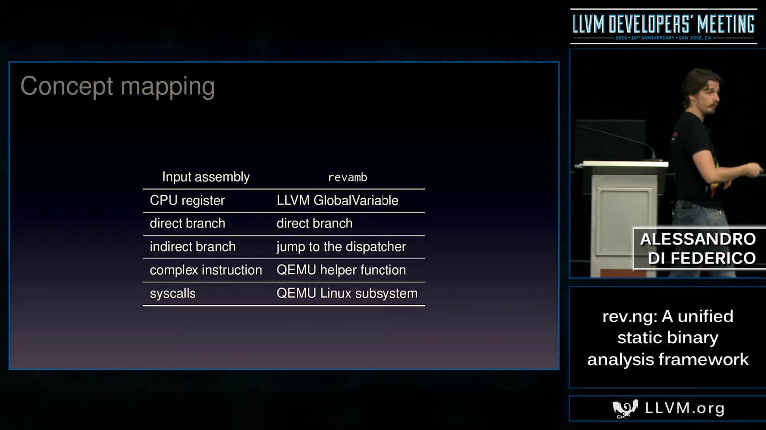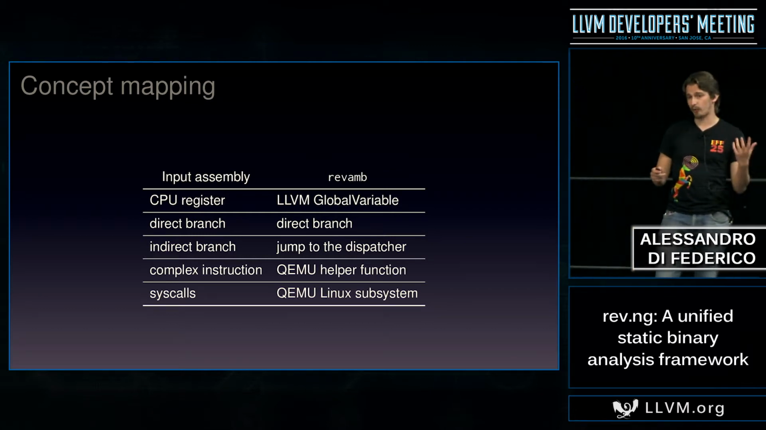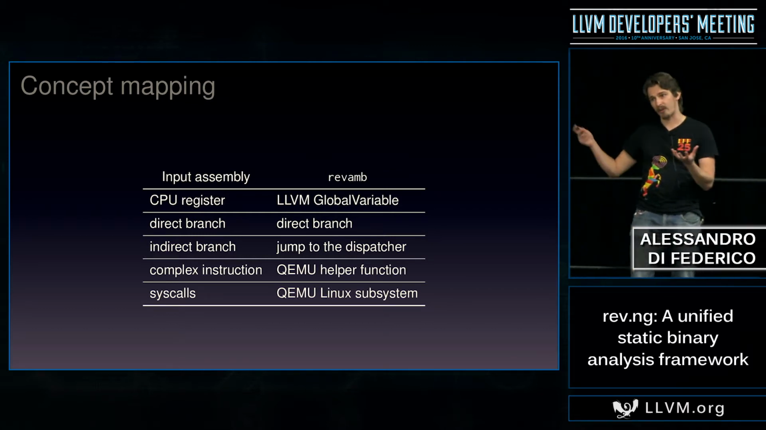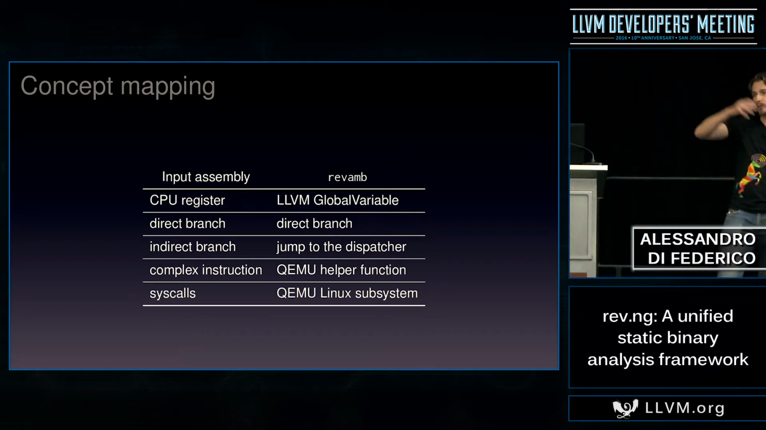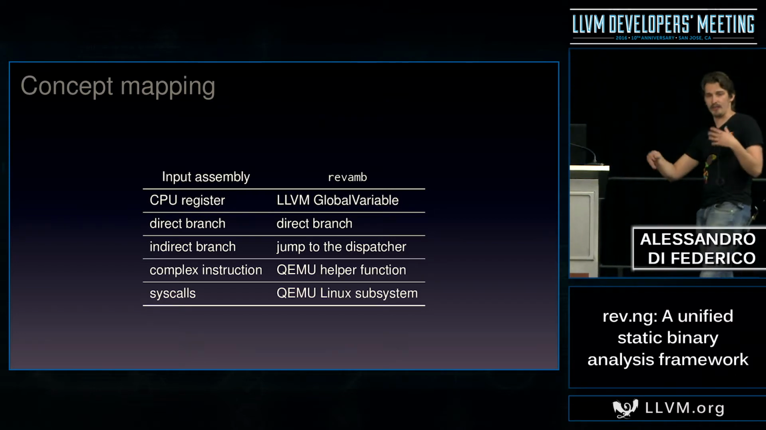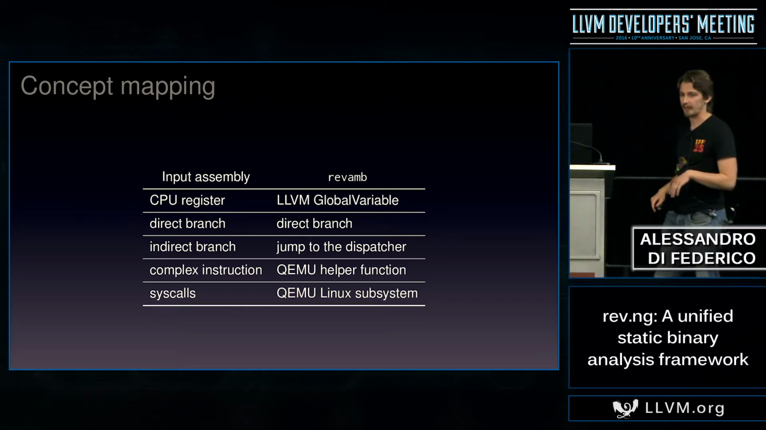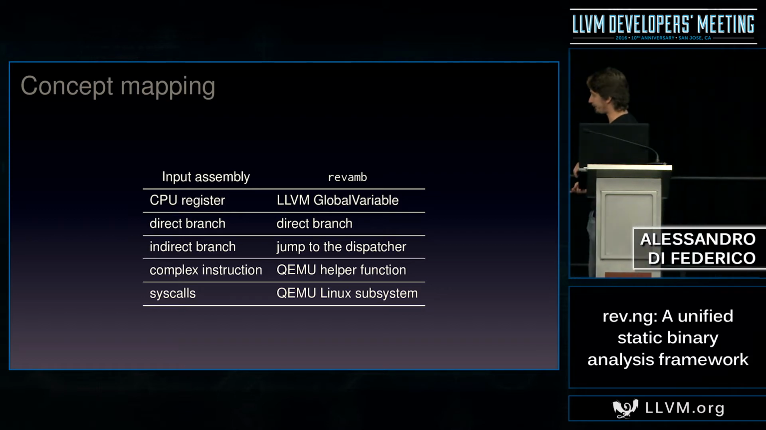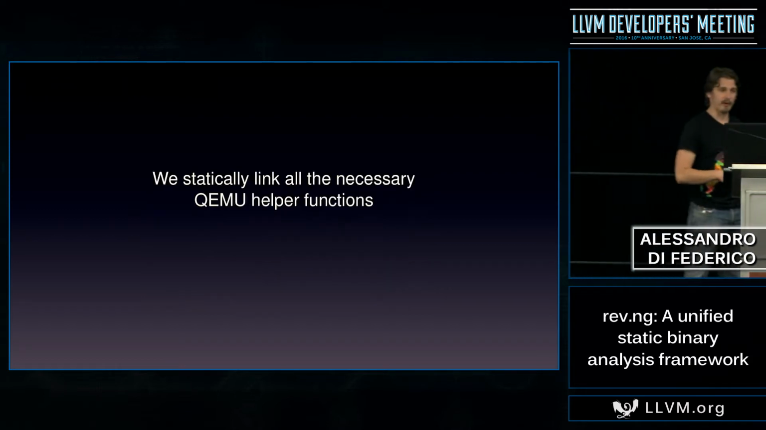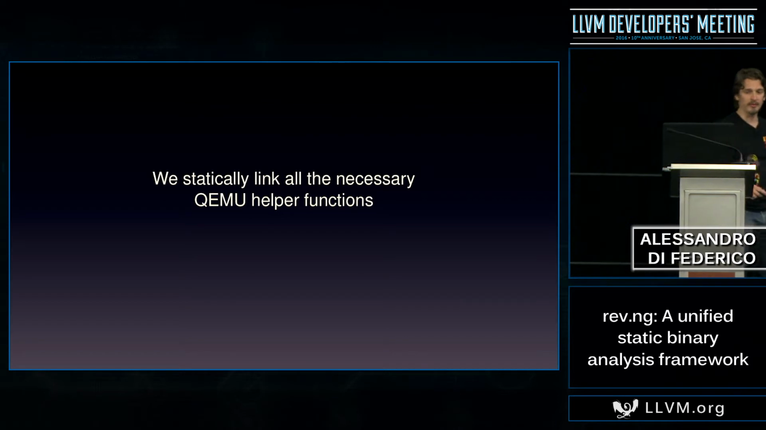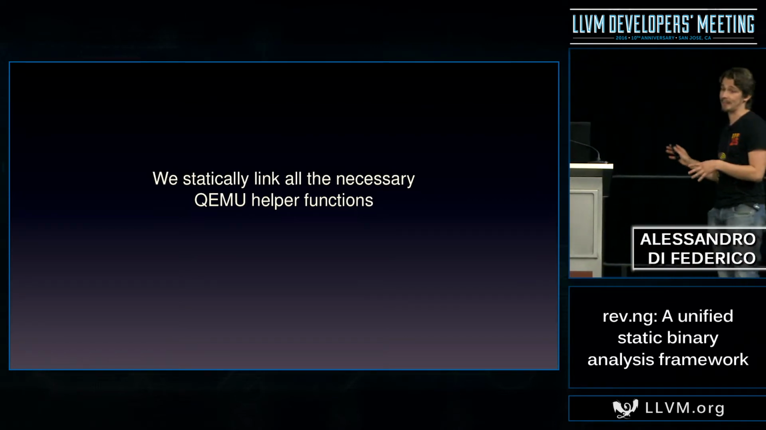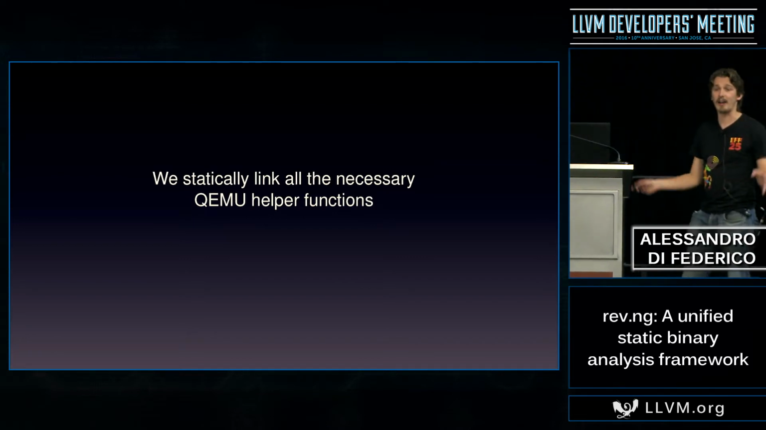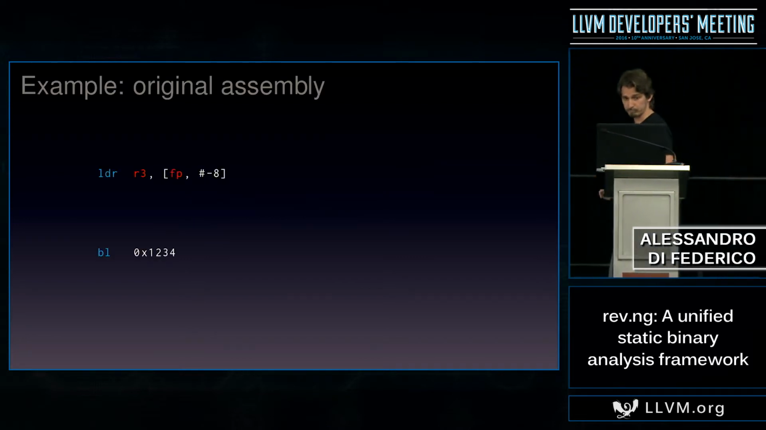And how does it do that? Well, basically every time a syscall is performed, there's a helper function which handles it, and for instance translates the syscall number for ARM to the corresponding syscall number for the host architecture, and changes the layout of data structures to interface correctly with the operating system, and so on and so forth. So for these two last points, these helper functions, we basically extract them from QEMU, compile them to LLVM-IR, and then statically link them into our binary. So our final binary is completely self-contained.